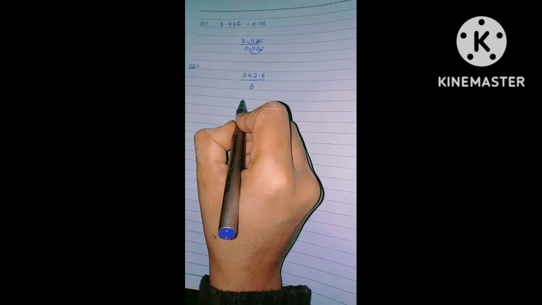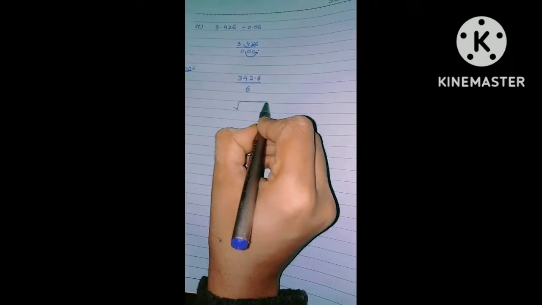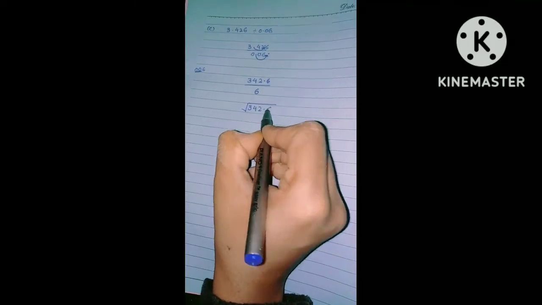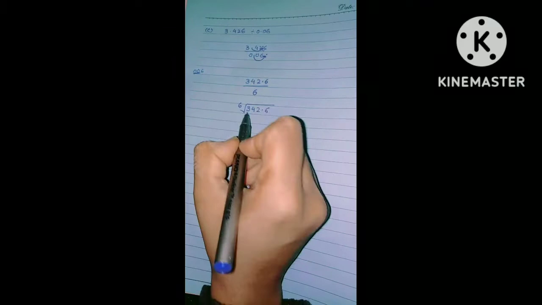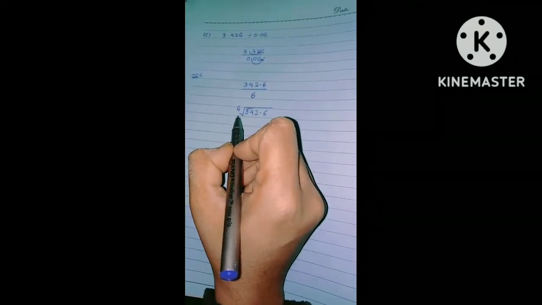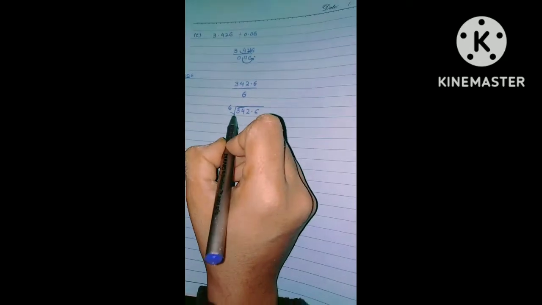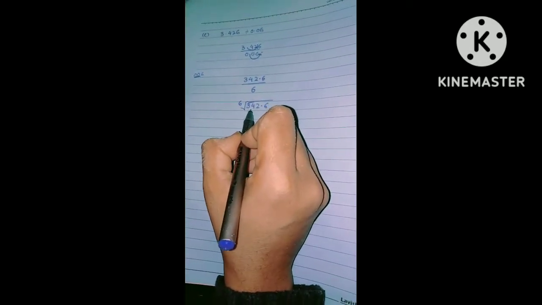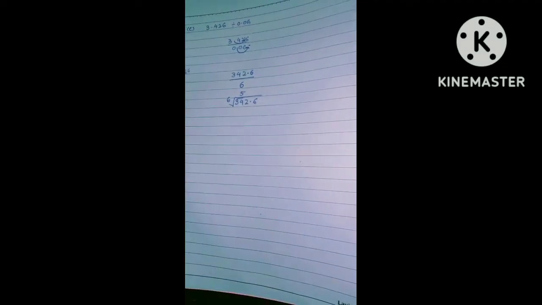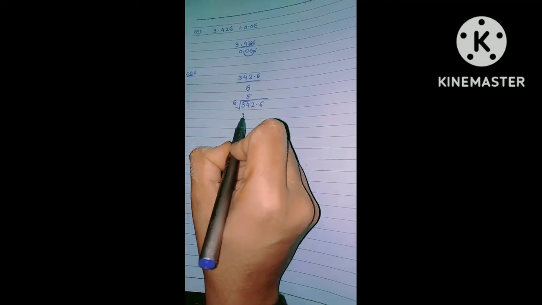Now you will divide it. 342.6 over 6. So the first number is 34. So 6 7s are 42, which is greater than 34, and 6 6s are 36, which is also greater than 34. So you will go on to 6 5s are 30.